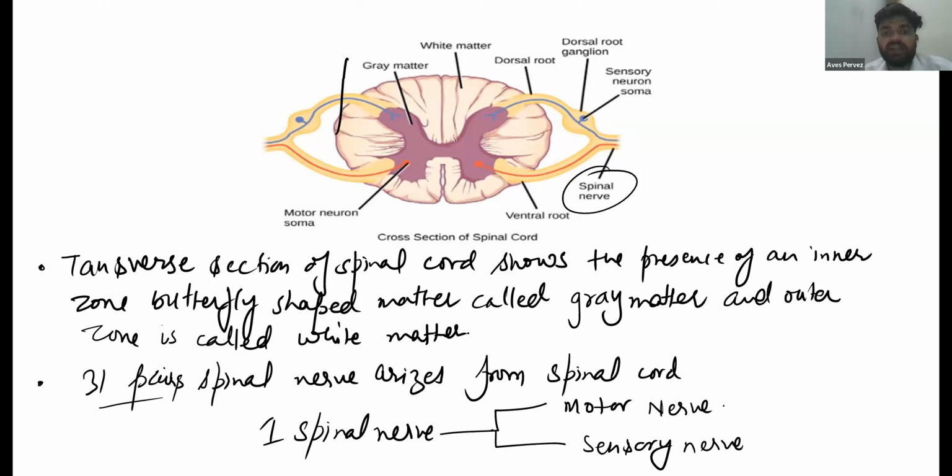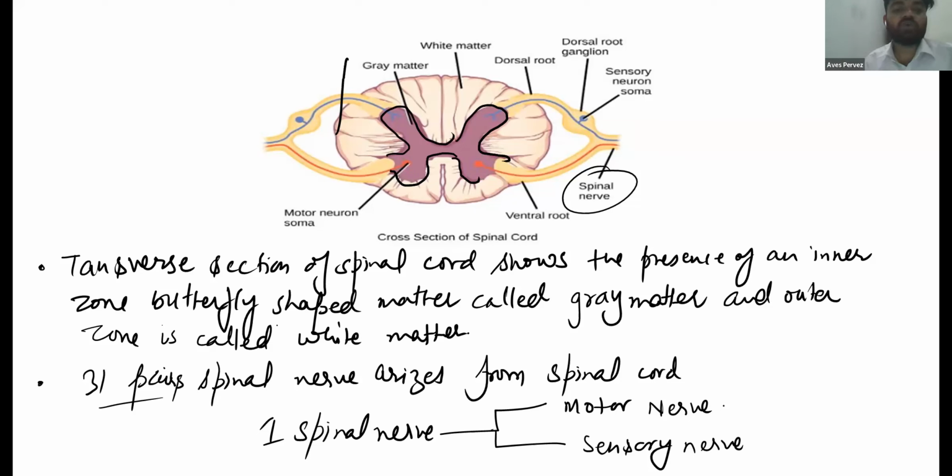So you see there is a gray color substance present here, and this is the white substance present. You will see this type of structure over the spinal cord. For example, this is a spinal cord, so we are looking at the top like this.